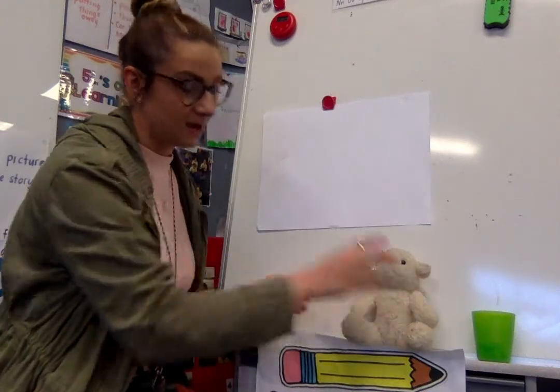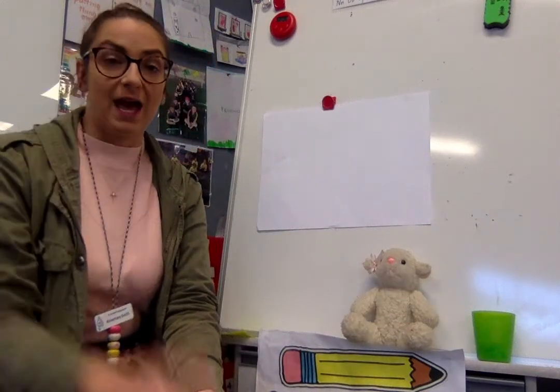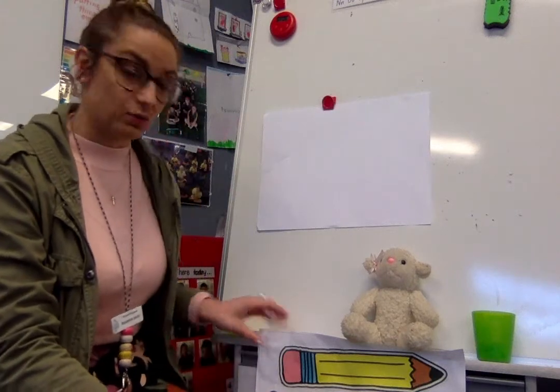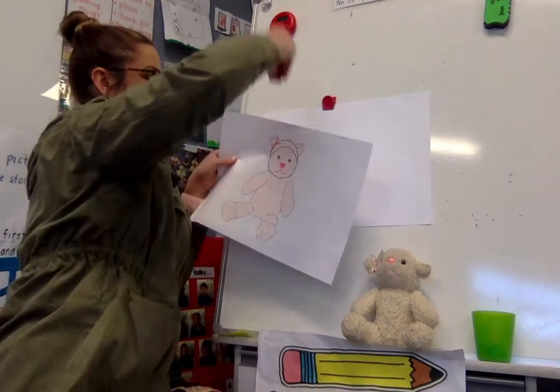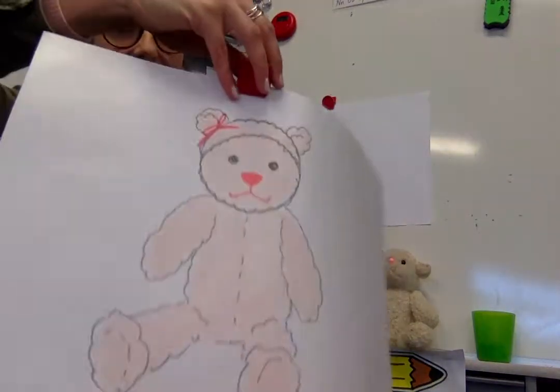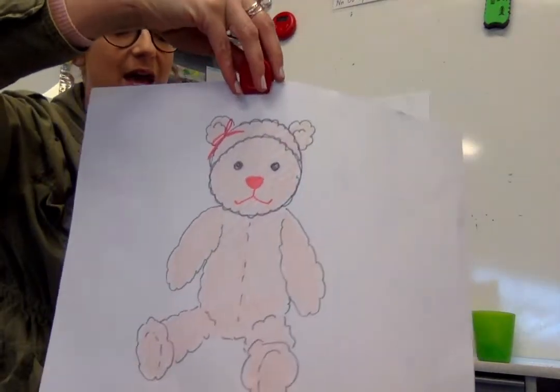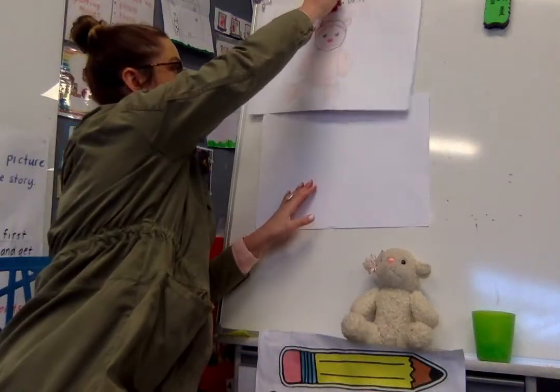Now, before we start, we need to think about our message, and then what we do is we draw it. So, I've done a quick drawing of Little Lamb, and can you see how I have added lots of detail and I've made it look like Little Lamb.